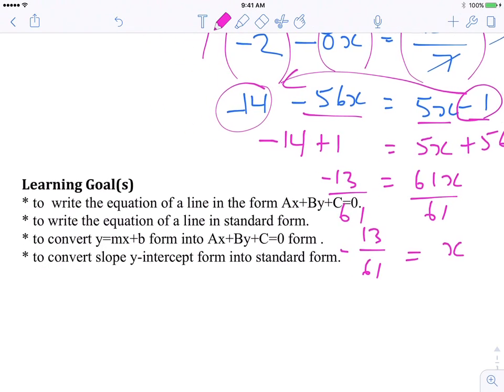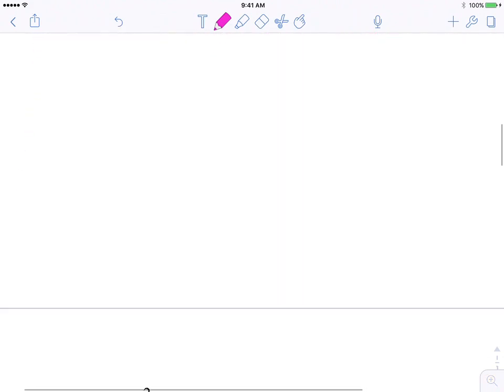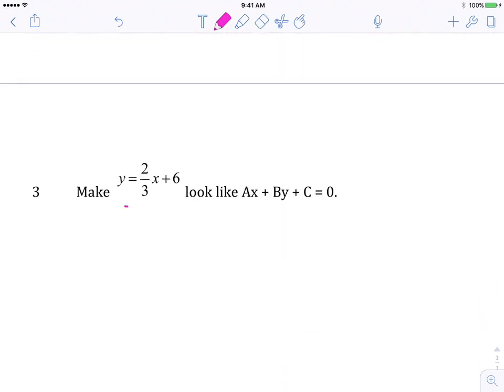Okay, so the learning goal here is to learn to write the equation of a line in standard form, which is ax plus by plus c equals 0. We're going to convert from y equals mx plus b, or slope form, to standard form. So let's take a look at some of these questions. We want to make y equals mx plus b format look like standard form. How do I do that?